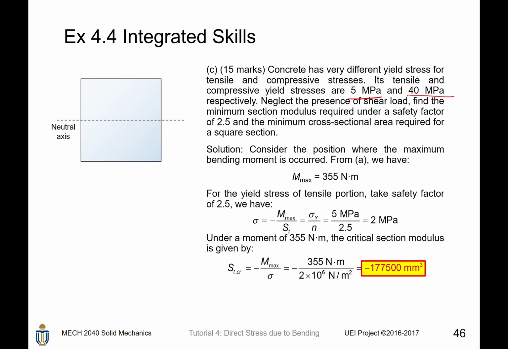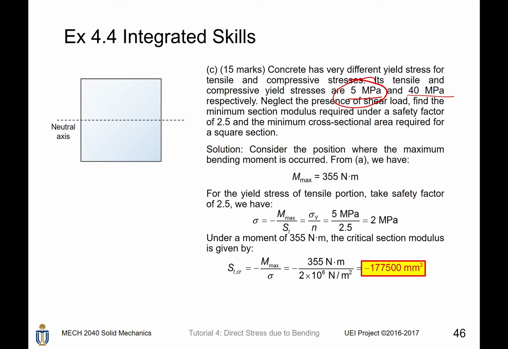Next, let's talk about the design consideration of the material, concrete. The yield stress for tensile and compressive are very different. Therefore, we need to take the section modulus for tensile and compressive sides into consideration. From part A, we know that the maximum moment is 355 Nm, and if we are taking the safety factor of 2.5, then consider the tensile region. The allowable stress is given by the yield stress divided by the safety factor, which is 5 million pascals divided by 2.5 equals 2 million pascals.